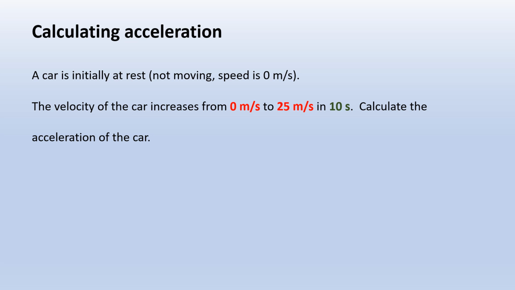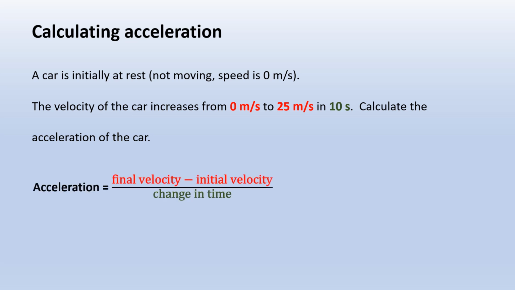Here we are going to use a formula: acceleration is equal to final velocity minus initial velocity over change in time. The final velocity is 25 meters per second. The initial velocity is 0 meter per second and the change in time is 10 seconds. So we have 25 minus 0 over 10, which gives 25 over 10, which is equal to 2.5 meters per second square. So the acceleration of the car is 2.5 meters per second square.